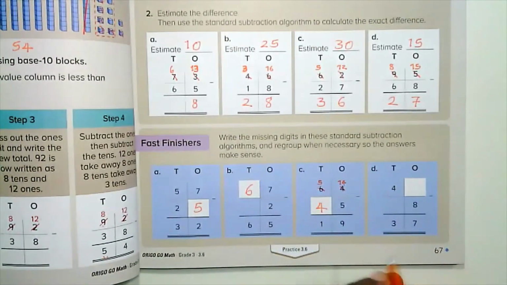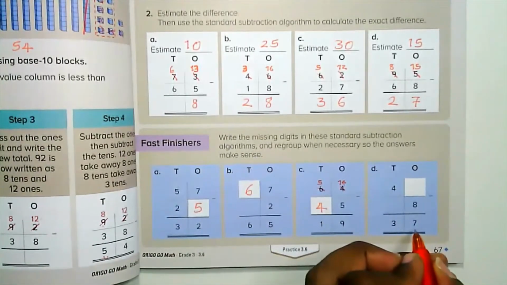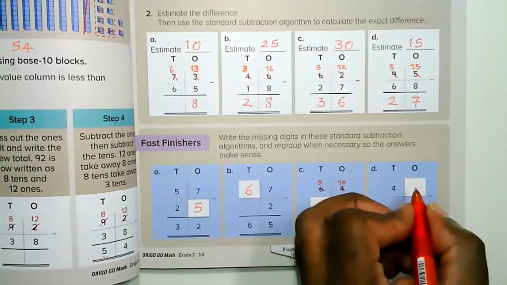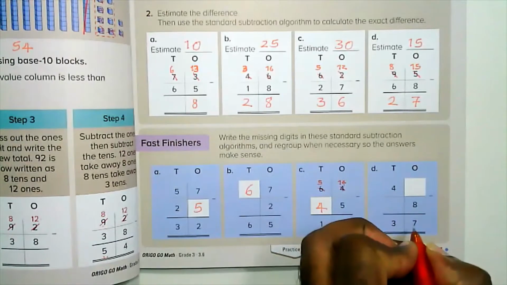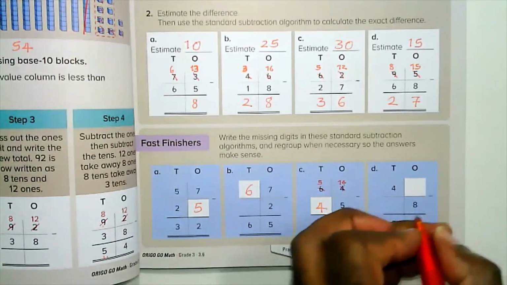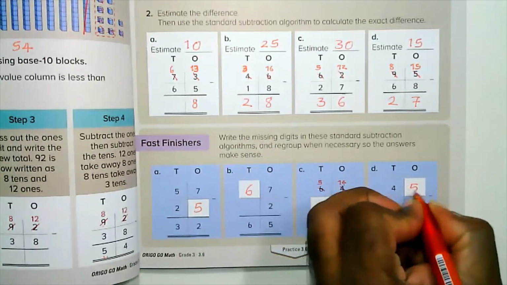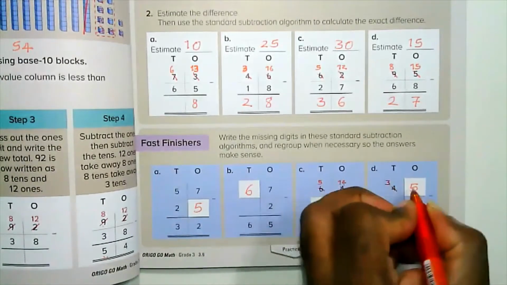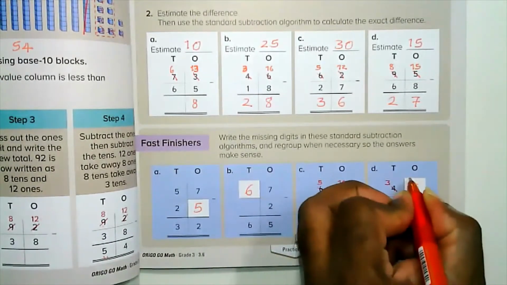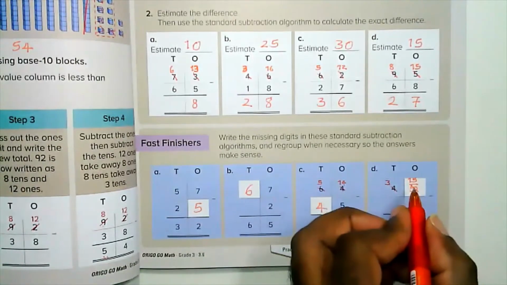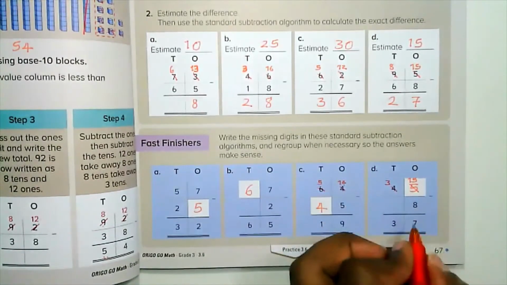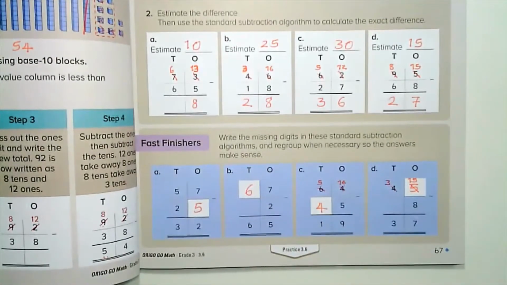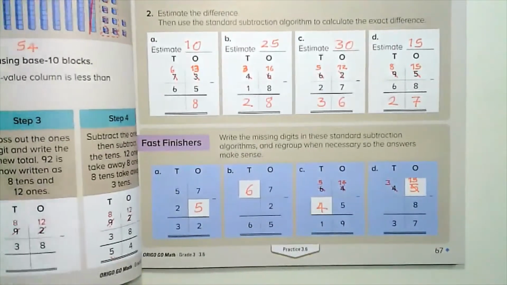Next. So this will be 5. When we regroup this will be 3, and this will be 15. 15 minus 8 will be 7, and 3. Now let's go on to the practice.